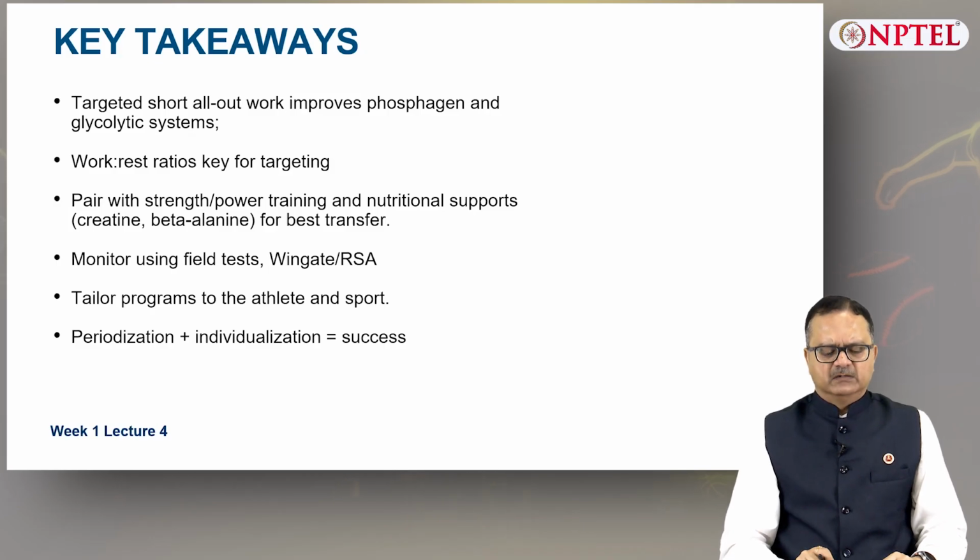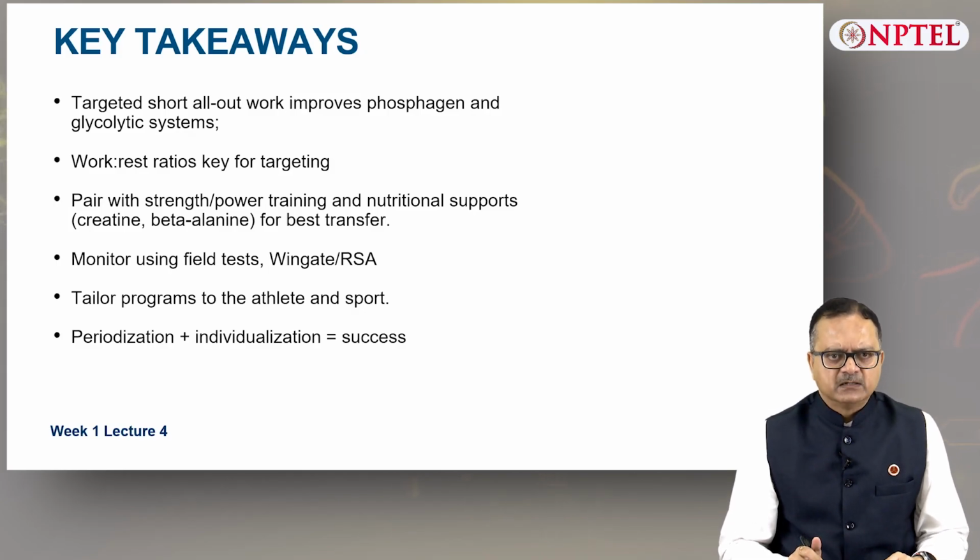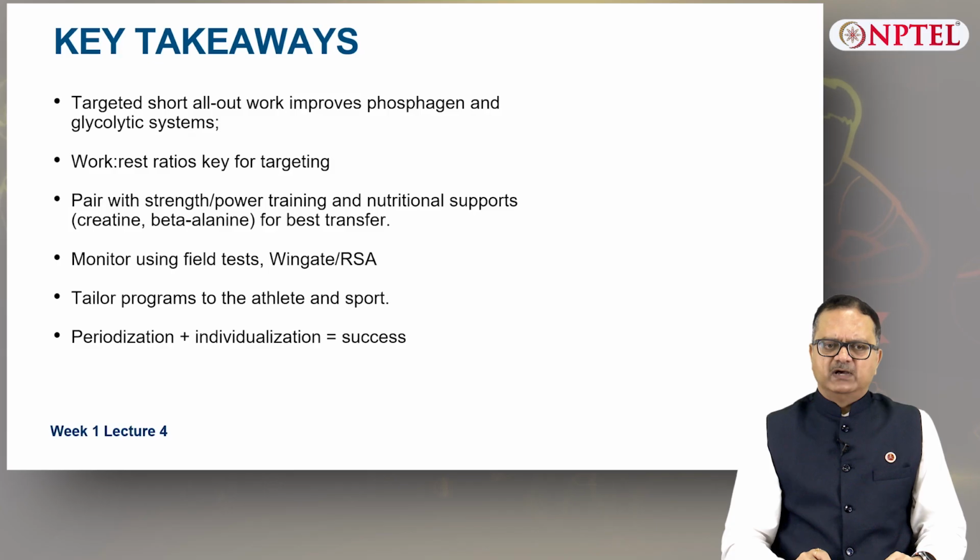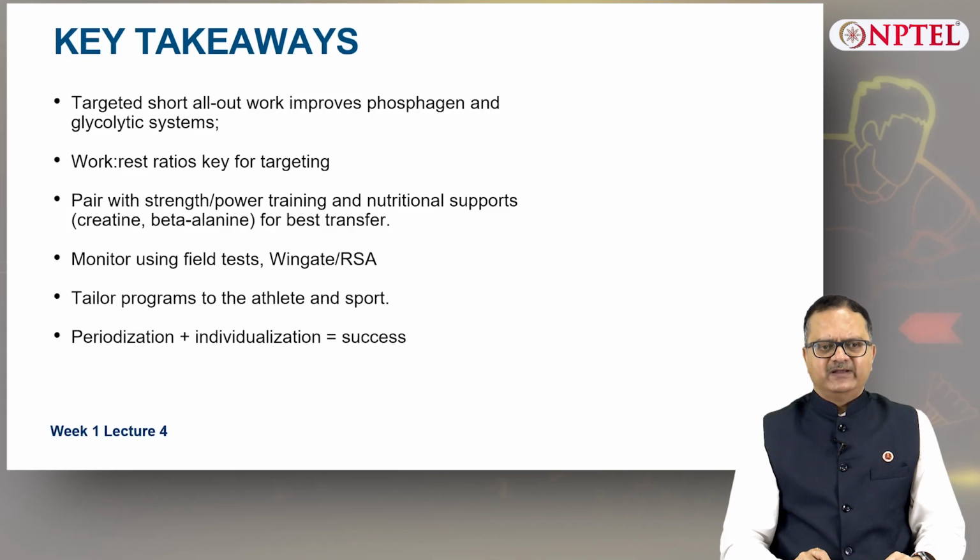Key takeaways. Targeted short all-out work improves phosphagen and glycolytic systems. The work-rest ratios are the key for targeting the particular systems. Training has to be paired with strength, power training, and nutritional support like creatine, beta-alanine for the best results. Monitor using field tests, Wingate, RSA. Tailor the program to the athlete and the sport. And periodization plus individualization equals success.